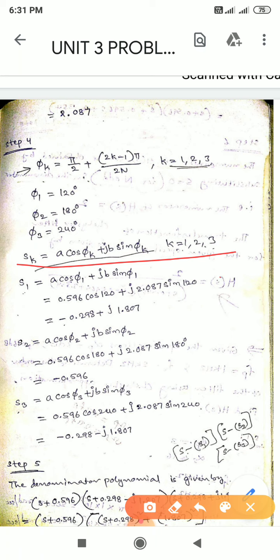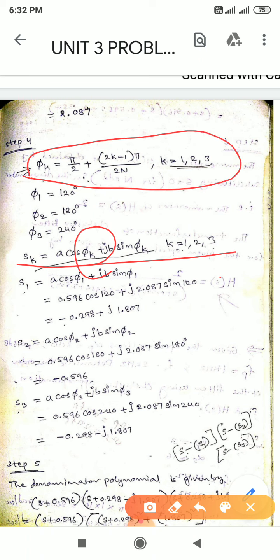In this equation we are observing phi k. How to calculate phi k? Phi k is calculated by using this formula. First we are calculating the phi k value. In step 4 we are calculating phi k first, then we are calculating the roots of the denominator polynomial, nothing but the poles.